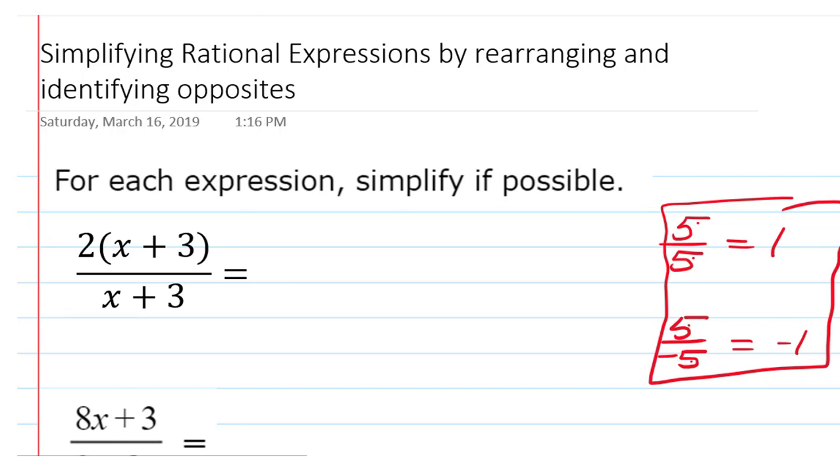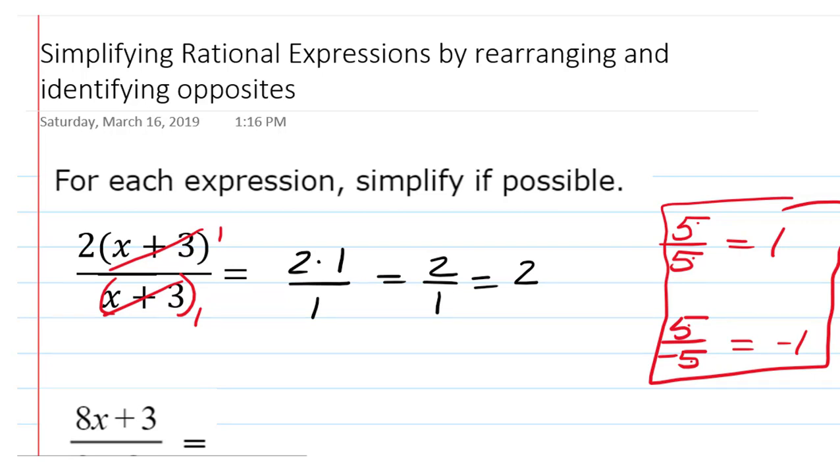So in this first example, I have 2 times (x plus 3) over (x plus 3). X plus 3 is a factor of both the numerator, the top, and the denominator, the bottom. And (x plus 3) divided by (x plus 3) is just 1 because they're the same factor. This is going to leave us with 2 times 1 in the numerator and 1 in the denominator, or 2 over 1. But we shouldn't leave it written like that. We should write it as 2 because 2 divided by 1 is 2.